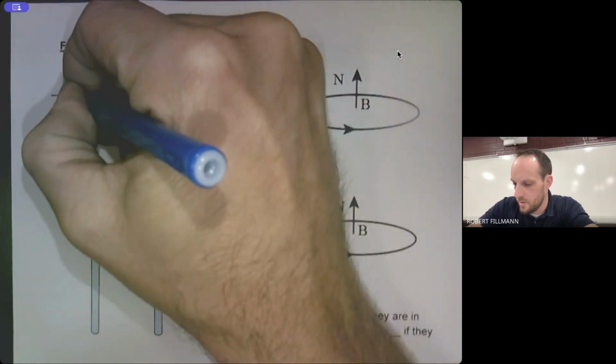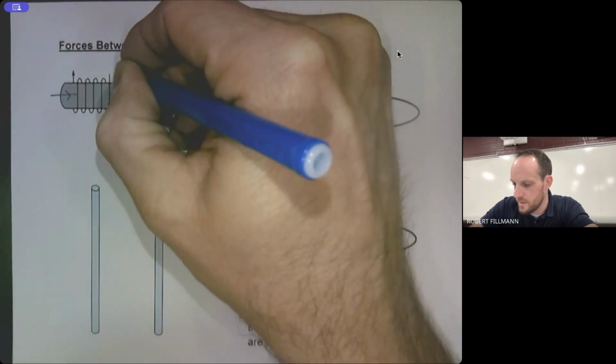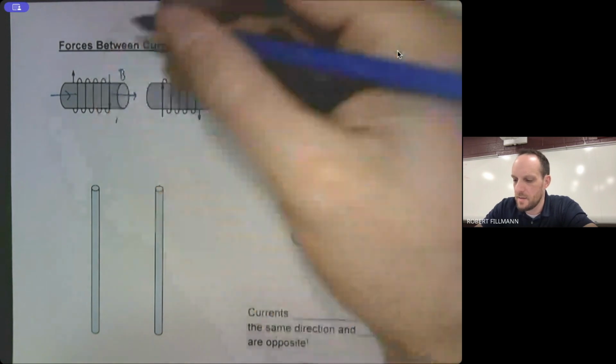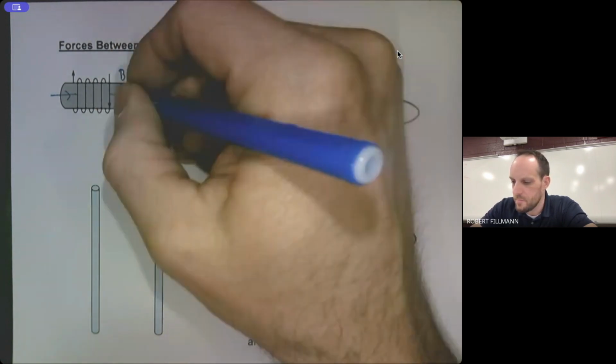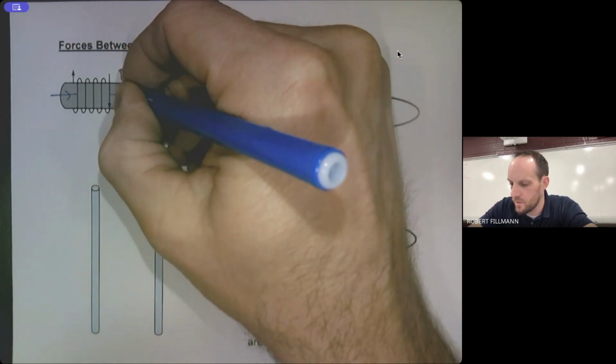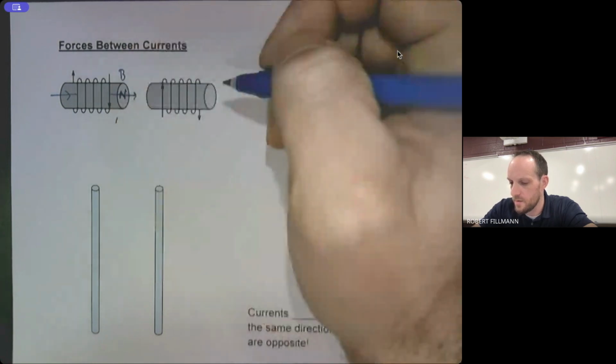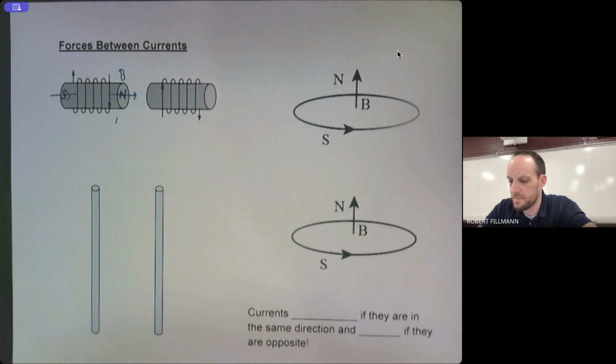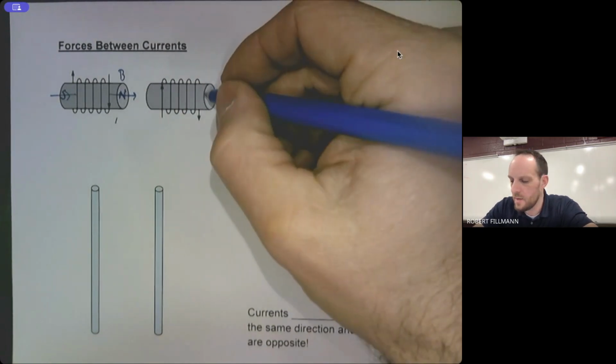So in this solenoid, the magnetic field lines are going to look something like this. They're going to point out of the right end into the left end. So in other words, the right end of this solenoid is going to act like the north pole, where the field lines point away. And the left end is going to act like the south pole of a bar magnet.